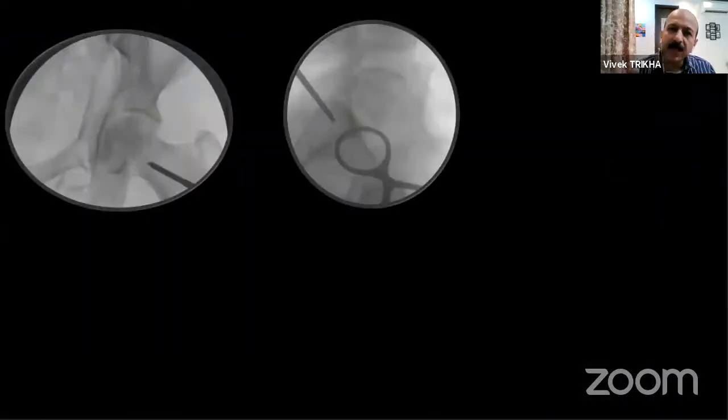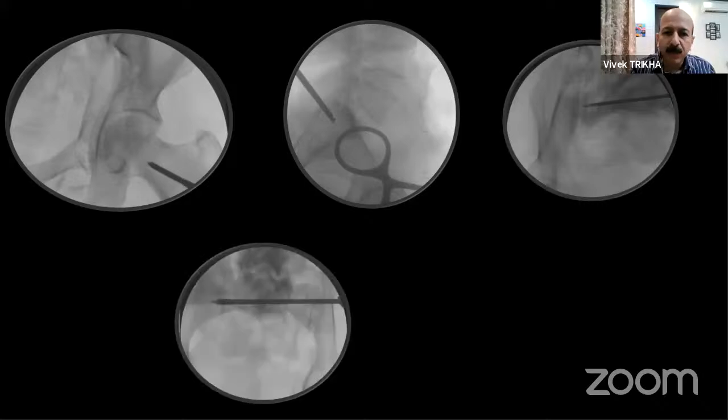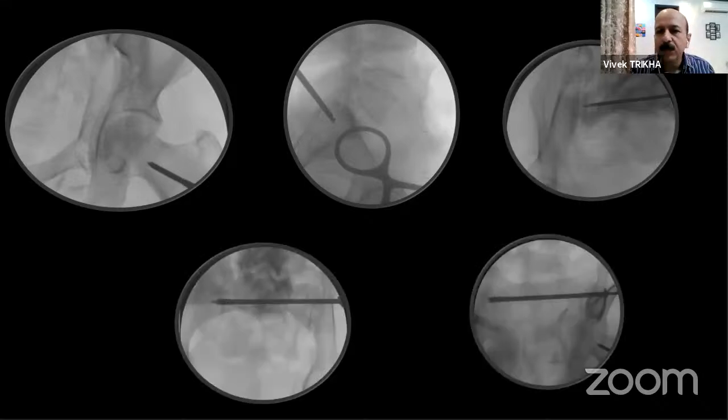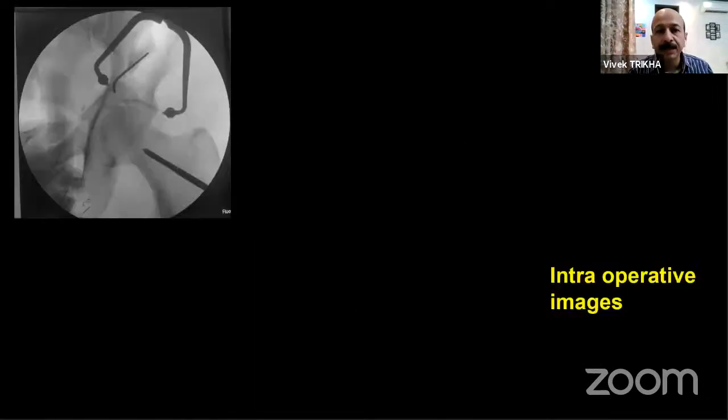Here, the principles remain the same. You reduce the hip as was shown. Fix your pelvis first, stabilize it on the backside. Put in your screw, which you have to reduce it. I put in as long a screw as possible because this was not more than that, so we could not put in a transsacral one.